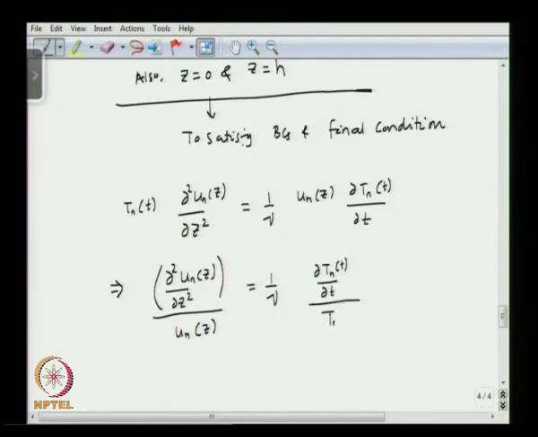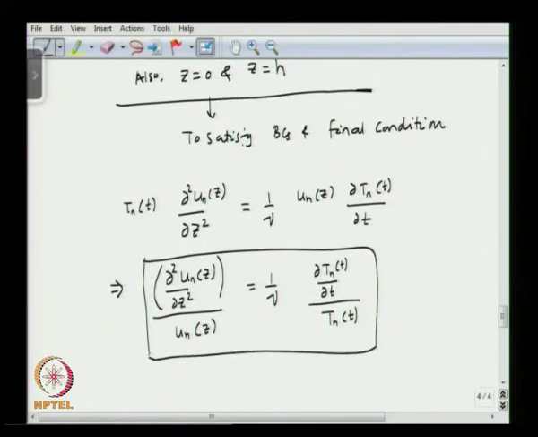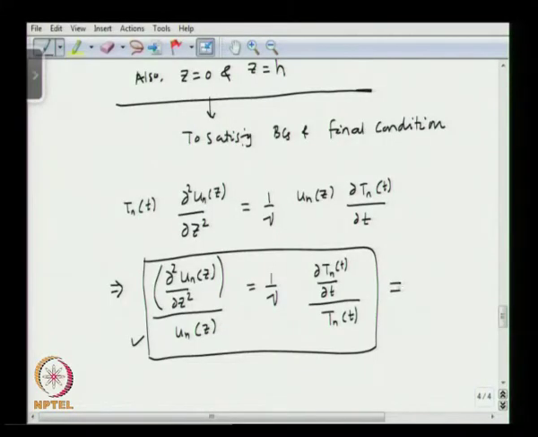divided by T n(t). Here, if we look at this expression, the left hand side is a function which is dependent on z, the right hand side is a function of t, and these two expressions can be equal only if they are equal to a constant. We call this constant lambda n.